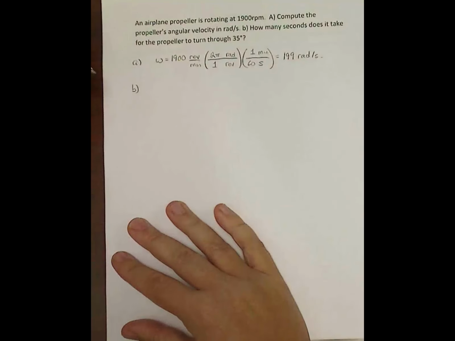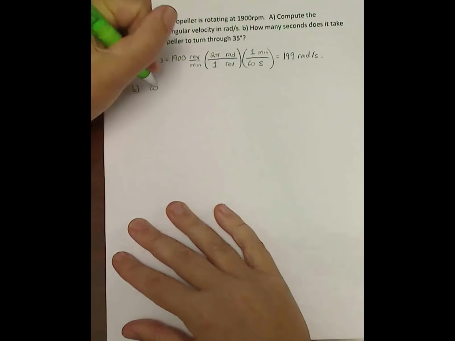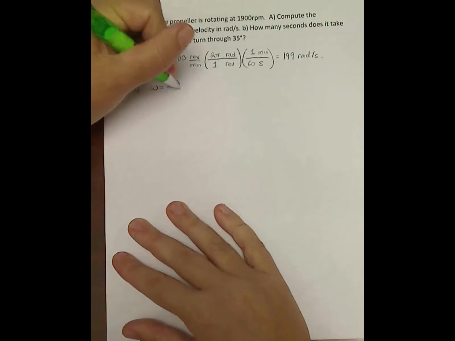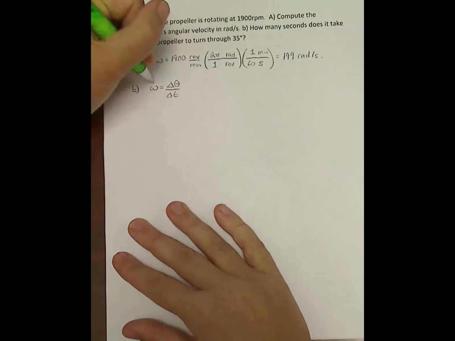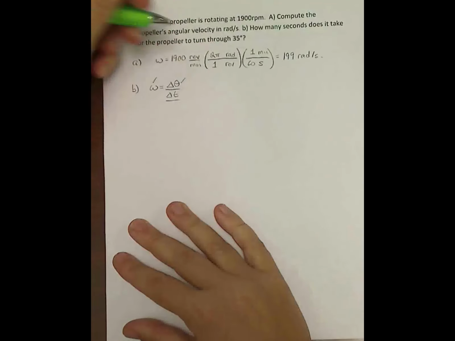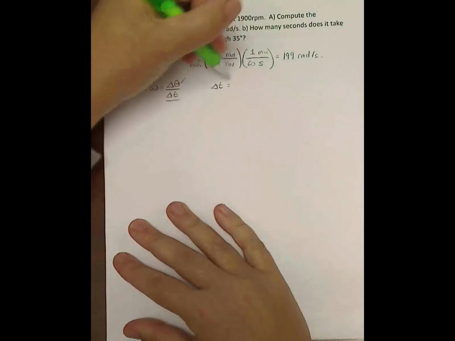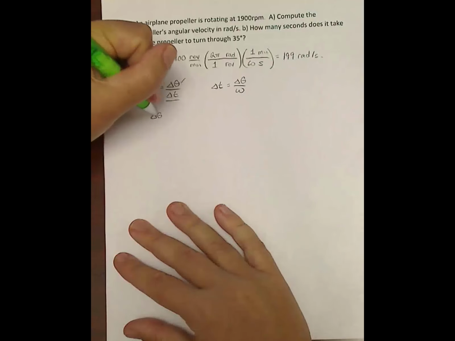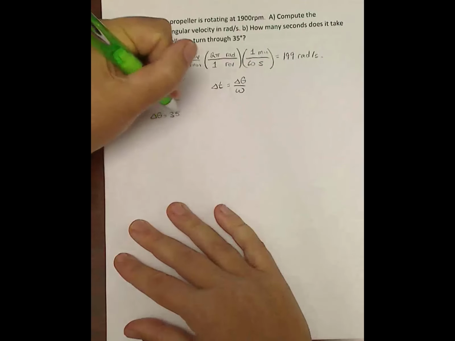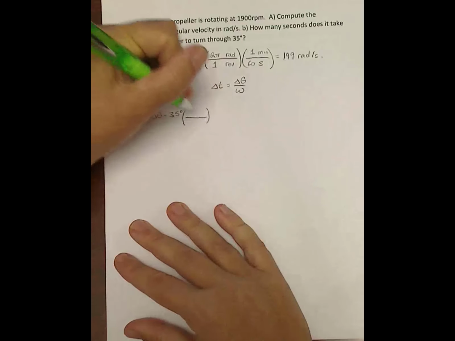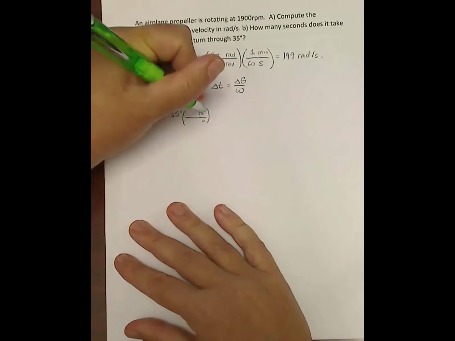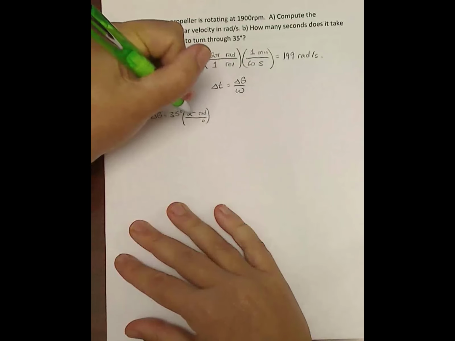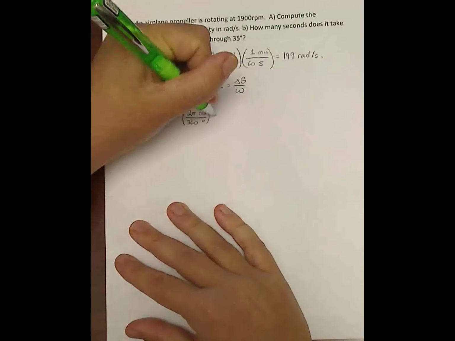Part B, how many seconds does it take for the propeller to turn through 35 degrees? Now we need to use our definition of omega is delta theta over delta t. So we know omega, we know delta theta, 35 degrees, and we want delta t. So just rearrange it. Delta t is equal to delta theta over omega. And delta theta, remember, theta should always be in radians, so we're going to have to do a conversion of degrees to radians. Remember, 1 revolution is 2 pi radians, or 360 degrees.